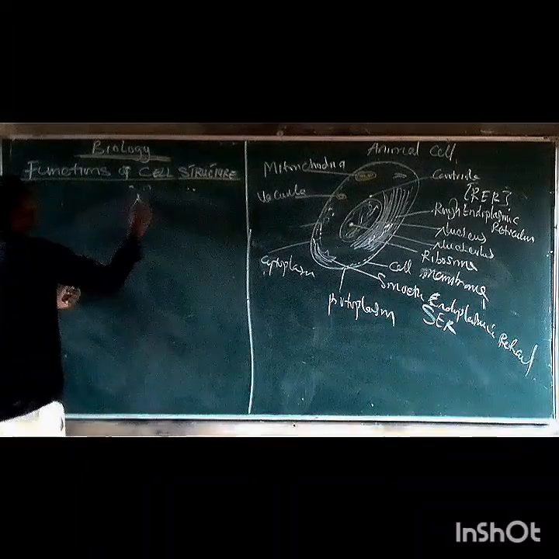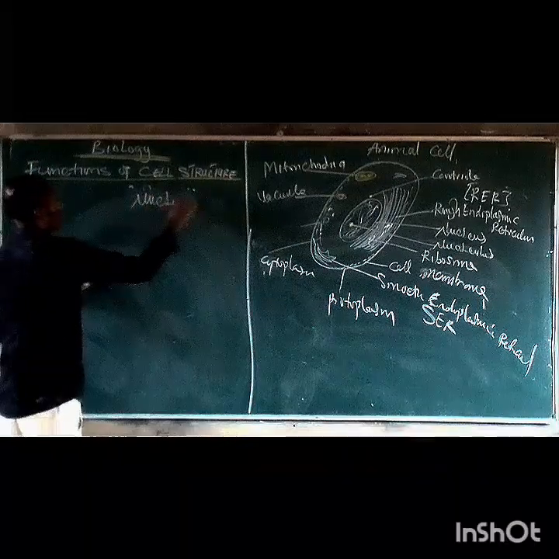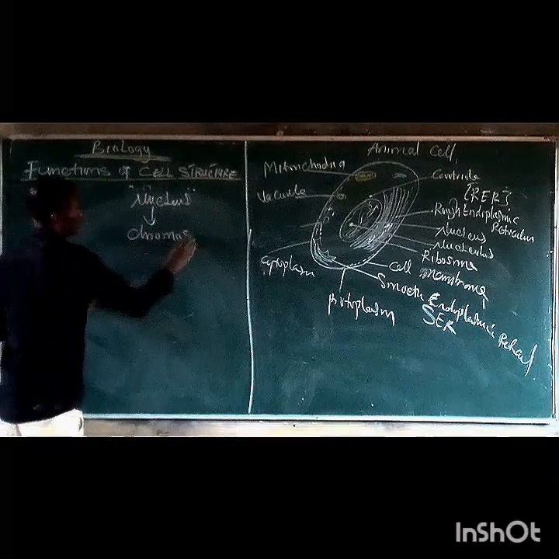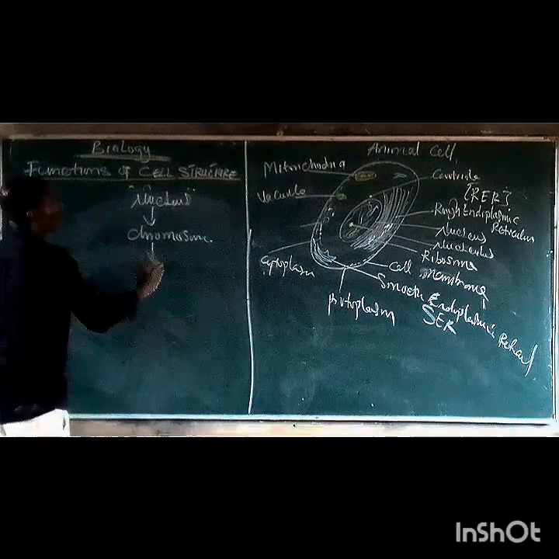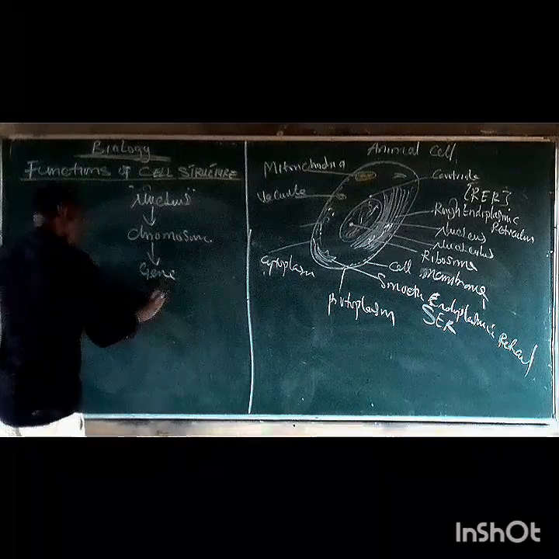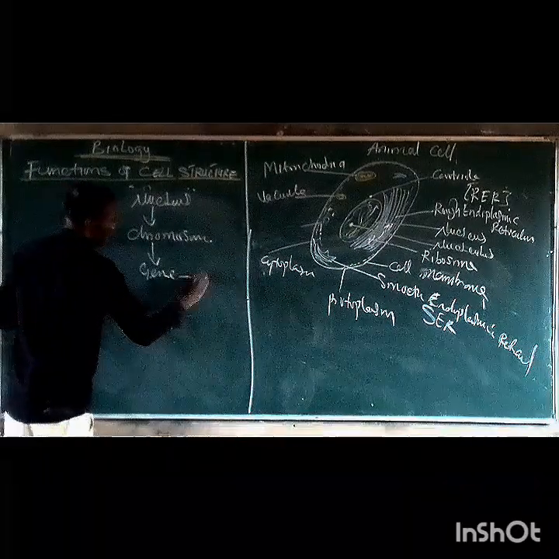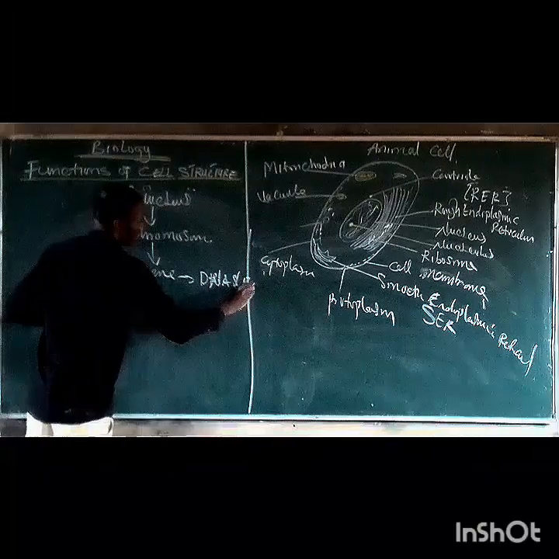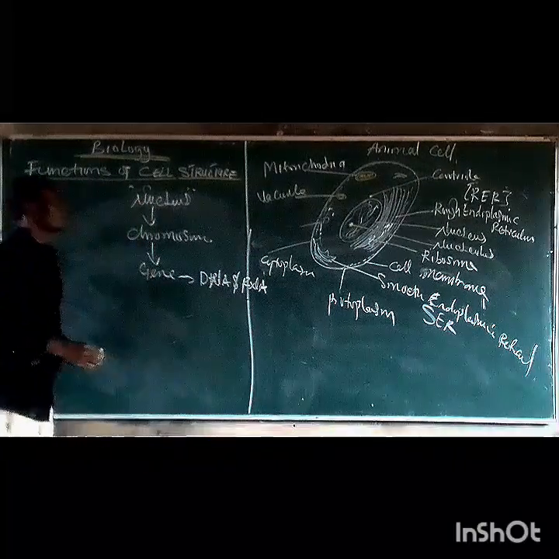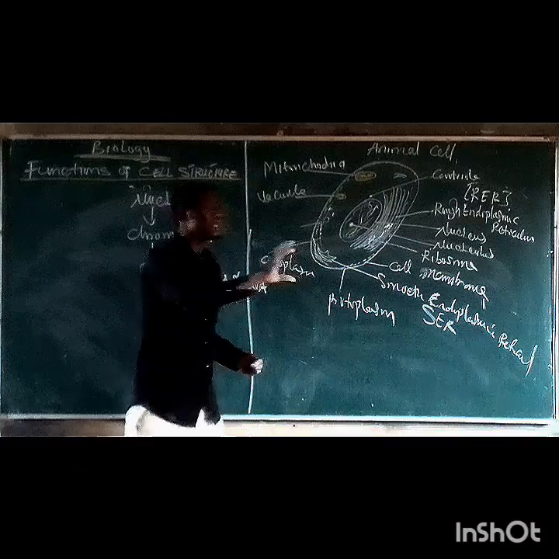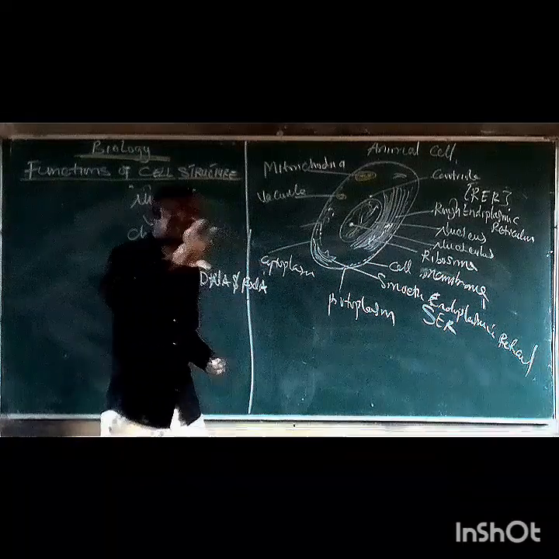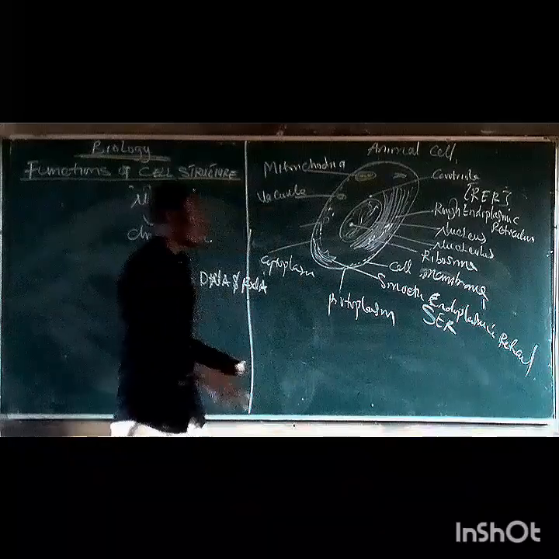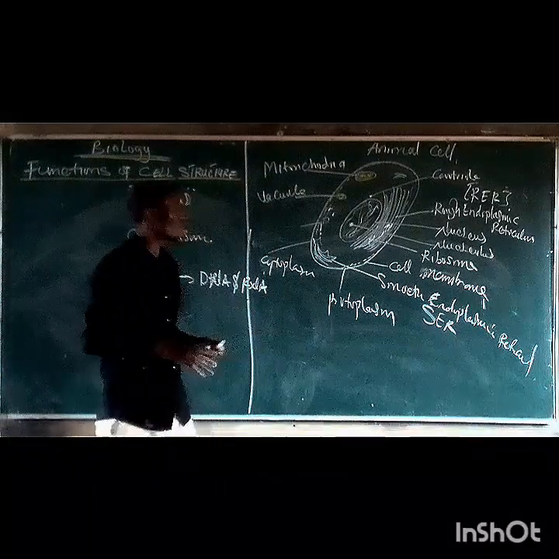So this is the nucleus. The nucleus has chromosomes. And then the chromosome has genes. And then the gene has the DNA and the RNA. Now, that means that the nucleus is the center of life. It carries genetic or hereditary material and also controls different aspects of the cell.